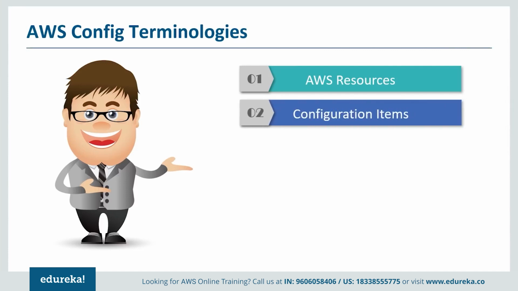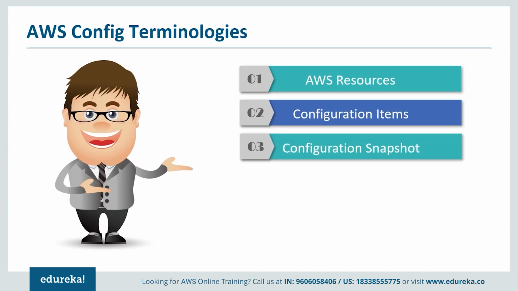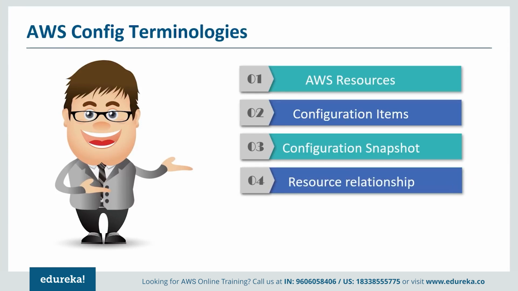Now, configuration items. Think of them as the information about your configurations. For example, the metadata of your resources is called your configuration item. Configuration snapshot. Since you have so many items, a snapshot lets you get a grouped picture of all these resources together. Resource relationship. If you're looking at a bigger picture, you need to understand how resources are related to each other.